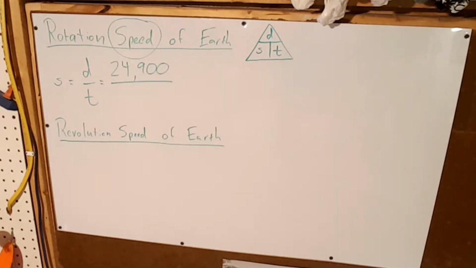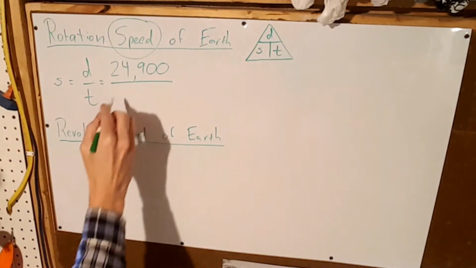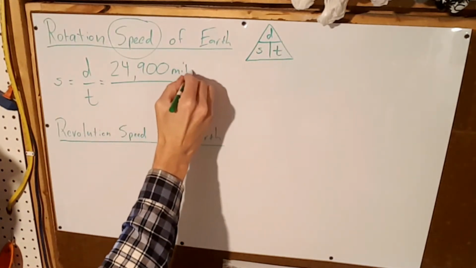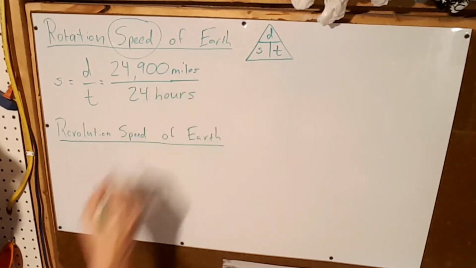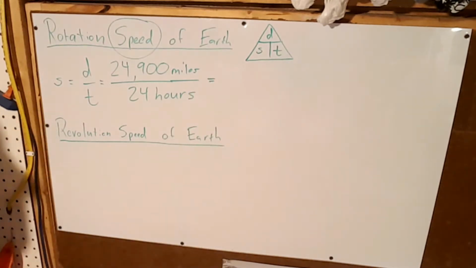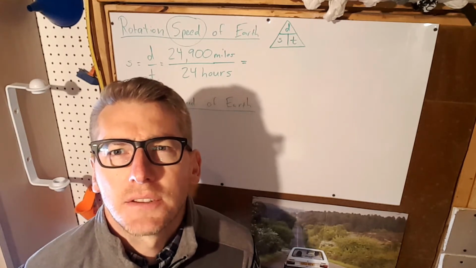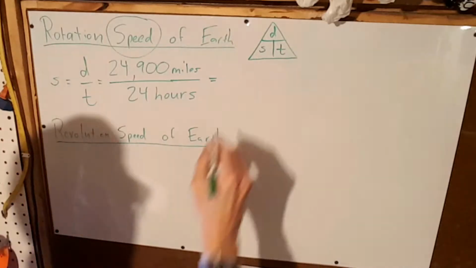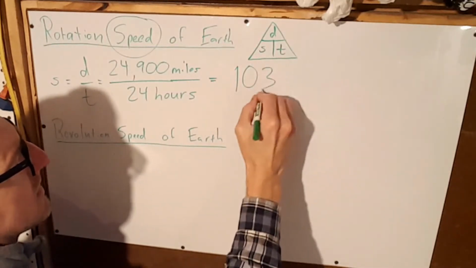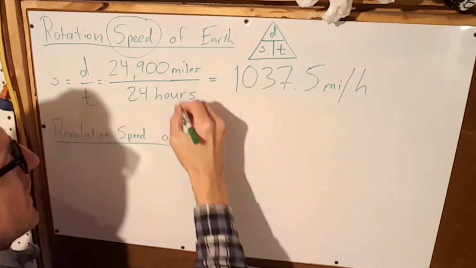Now, what is the time it takes to rotate once completely around? Well, that would be a day, wouldn't it? So, how many hours? I should actually put units here. Miles. And this would be 24 hours. See how the 24s line up so nicely? When you do this, this is the calculator section, so you divide 24,900 divided by 24. That'll give you miles per hour. And the answer is 1,037.5 miles per hour.